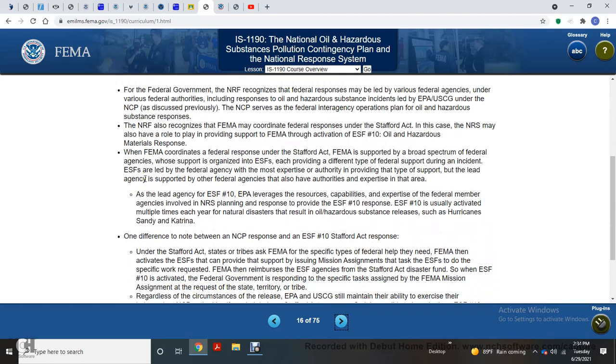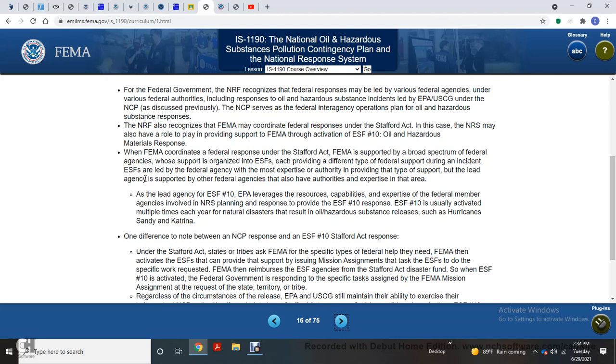For the federal government, the National Response Framework recognizes that the federal response may be led by various federal agencies under various federal law authorities, including the responsibilities of EPA and the U.S. Coast Guard for oil and hazardous substance incidents under the National Contingency Plan. The framework also recognizes FEMA may coordinate the federal response under the Stafford Act. In this case, FEMA provides support through emergency activations, emergency support function number 10, oil and hazardous materials response.